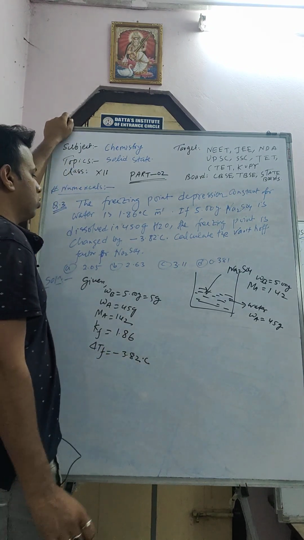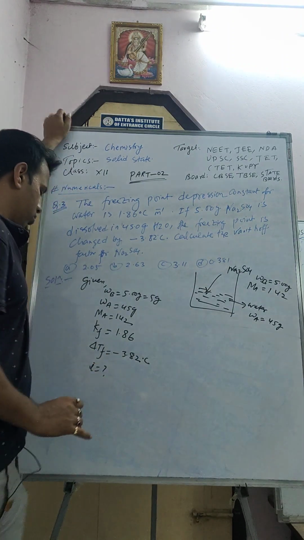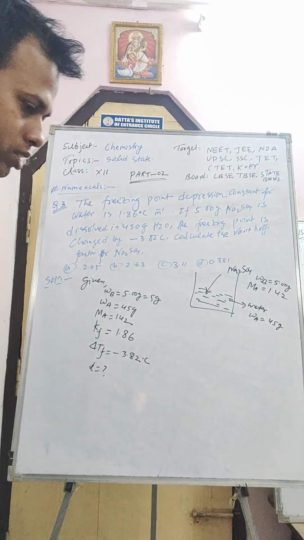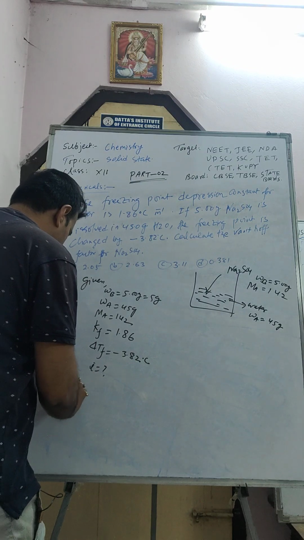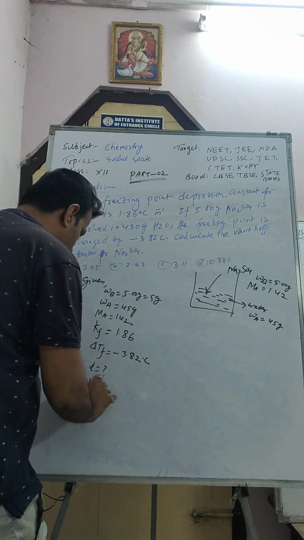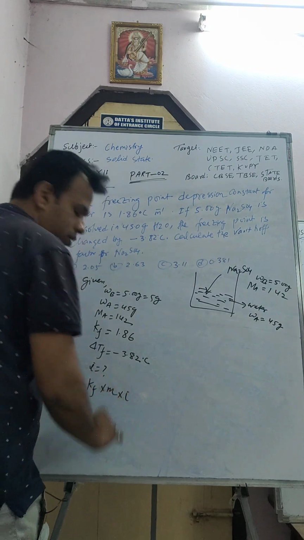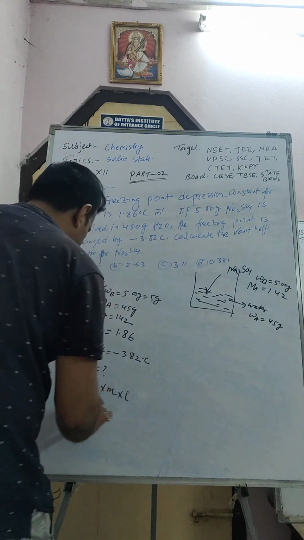So we have to find out the van't Hoff factor. I is what? We have to find out. So there is a formula. We know del Tf equal to Kf into m. So del Tf equals i into Kf into m, where small m is molality.